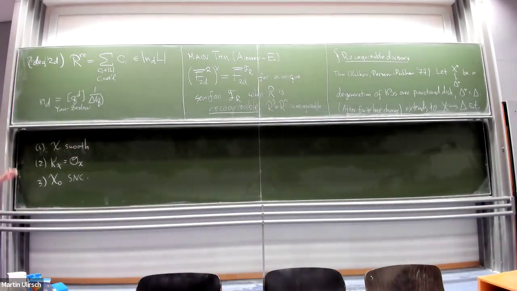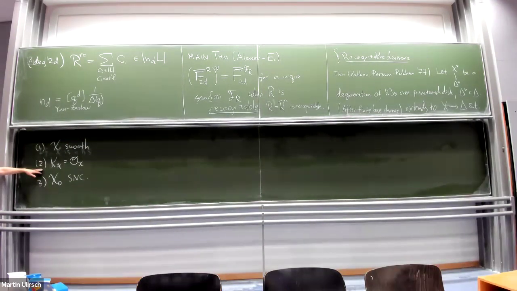Somehow Mumford's semi-stable reduction theorem tells me that for any degeneration I can achieve 1 and 3, right? The minimal model program says that I can achieve 2. I can find a degeneration with trivial canonical bundle. The power of the theorem is that I can achieve both of these conditions at the same time.